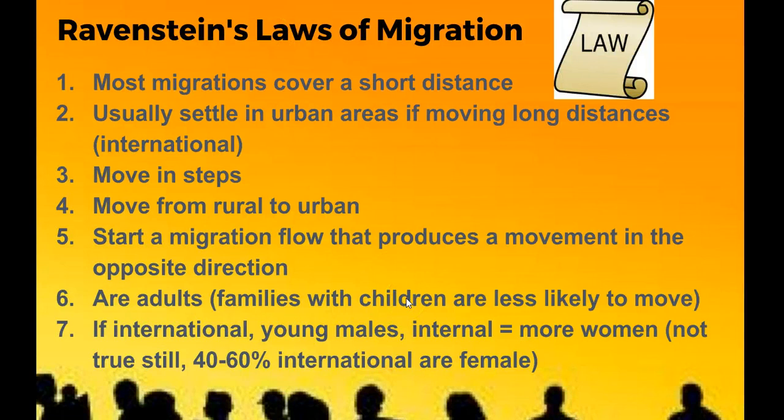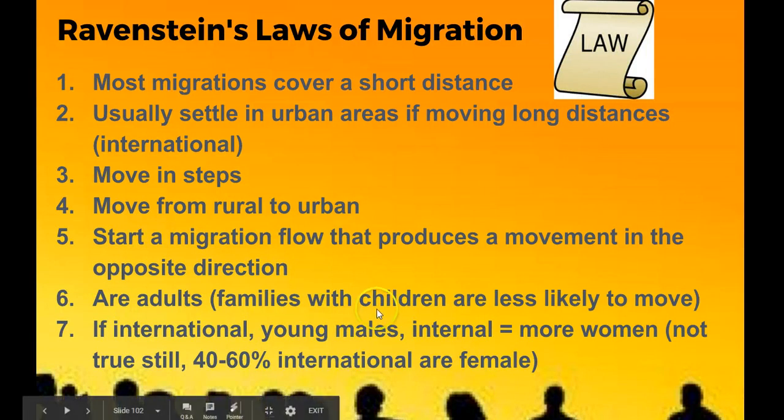Right now, it's going to be more of a 50-50 split. So more women are now migrating internationally than men. It's more of a 50-50 split. But back during Ravenstein's time, if you were to travel across the world internationally, usually it's going to be the young male who's going to go.